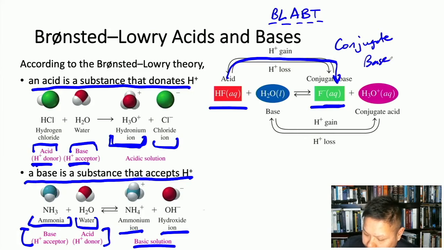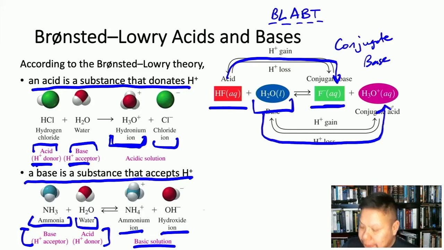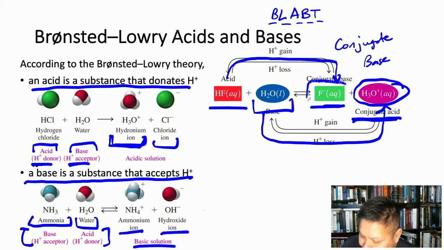And then likewise, since water acts as a base over here, and it becomes H3O+, or the hydronium ion, on the other side of the reaction arrow, that makes it the conjugate acid. And it makes sense too, because since it's the conjugate acid, it means it has a proton to donate, and it does, because it's the hydronium ion, H3O+. Likewise with the conjugate base, it's a fluoride ion, F minus. It can accept a proton, which is why it's a conjugate base.